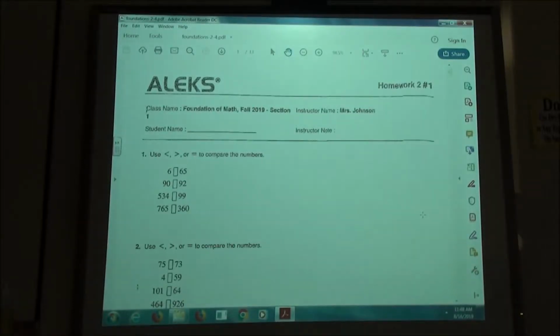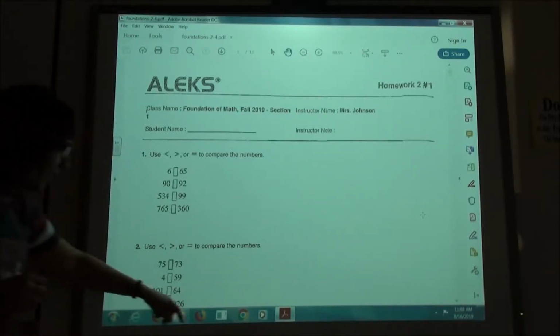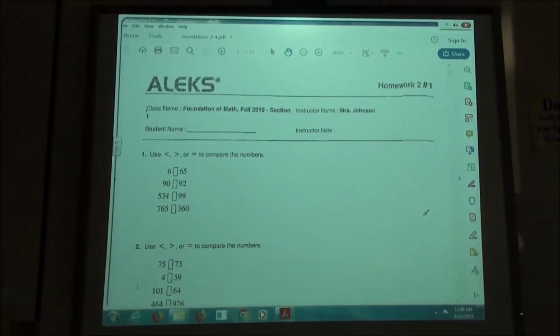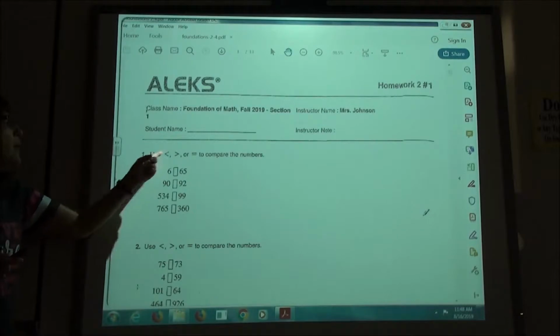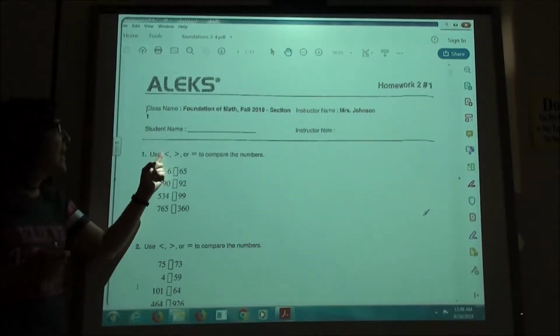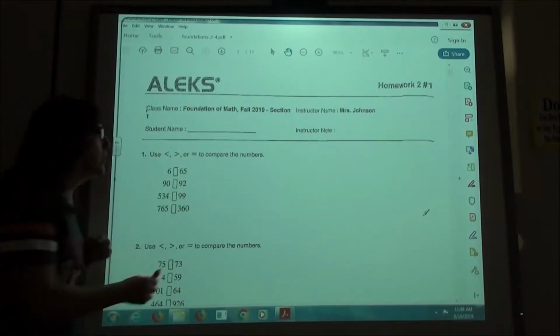All right, the next video here, homework 2, number 1, still in your Foundations of Math class. I've scanned it in so we can see the problems, but if this is hard to read on the video, you should have this homework page in your binder. So, first ones here, we are using comparison symbols. We have the less than, the greater than, or the equal to.